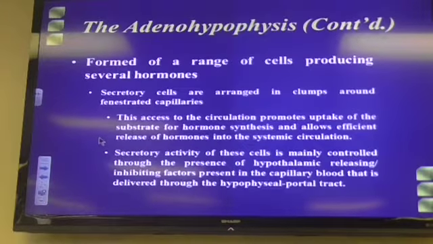Now, the access to circulation promotes the uptake of these substrates for hormone synthesis. In other words, you've got to have proteins and things like that to get in there, right? It also allows for very efficient release of the formed hormones into the circulatory system. Now, secretory activity of the cells is mainly controlled, as we learned earlier, through the hypothalamic factors, but there are also some ions that can affect it. There are some changes as far as vascular pressure and this type of thing which can affect it. But mainly it is under the control of the hypothalamus.